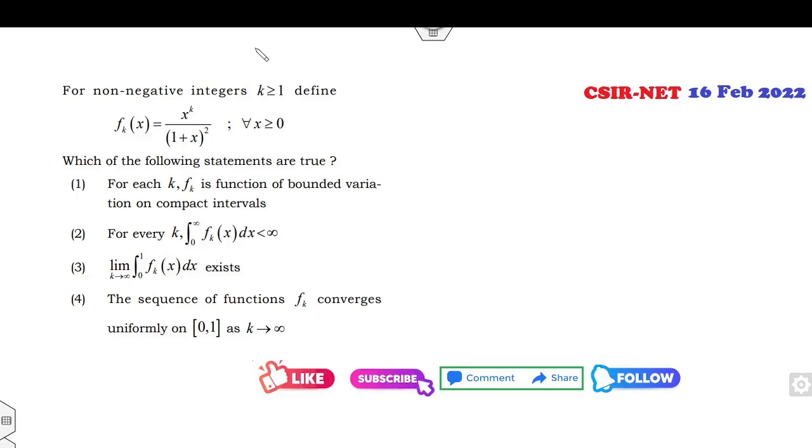Okay, look at this another one. The sequence of functions fk, I can write in terms of n: x raised to power n over (1 plus x squared). Instead of k, I can replace it with n. Which of the following is of bounded variation?